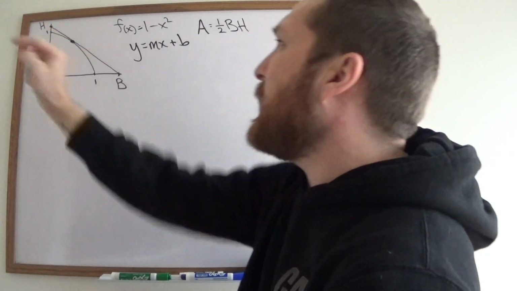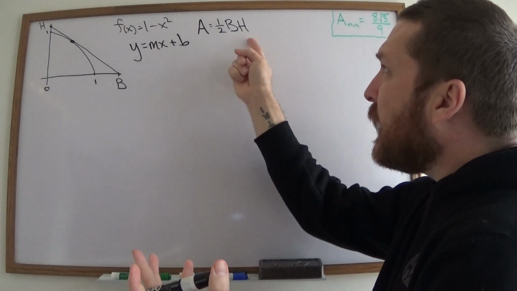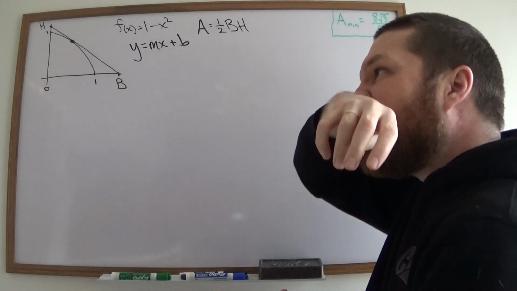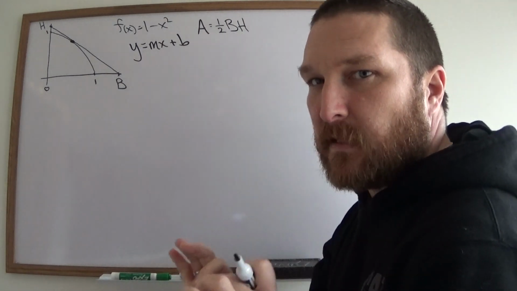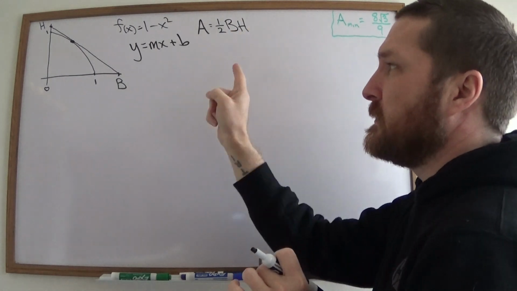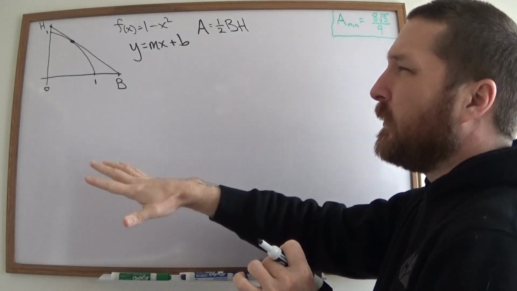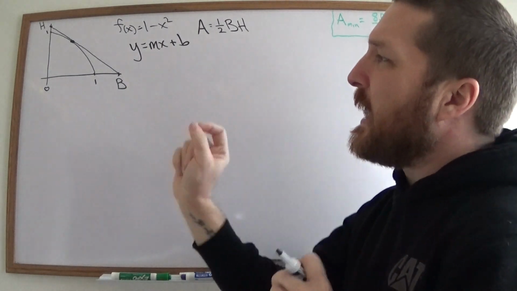That's just the y-intercept of that line. So if I get the x-intercept and the y-intercept, I could get that. But now we have to think about our constraint, right? Because right now, this is a function of two variables, base and height, okay? I would like to drop that down into one variable, but we have to be careful about how we're going to do that.